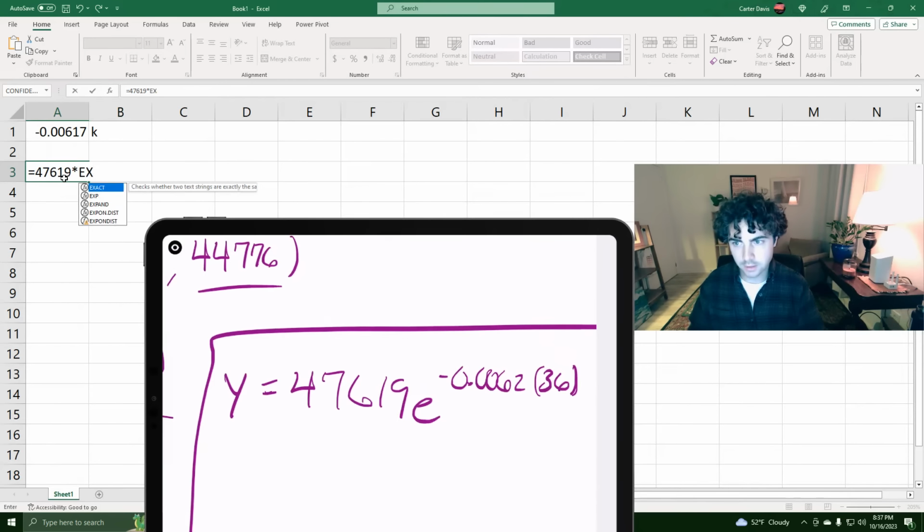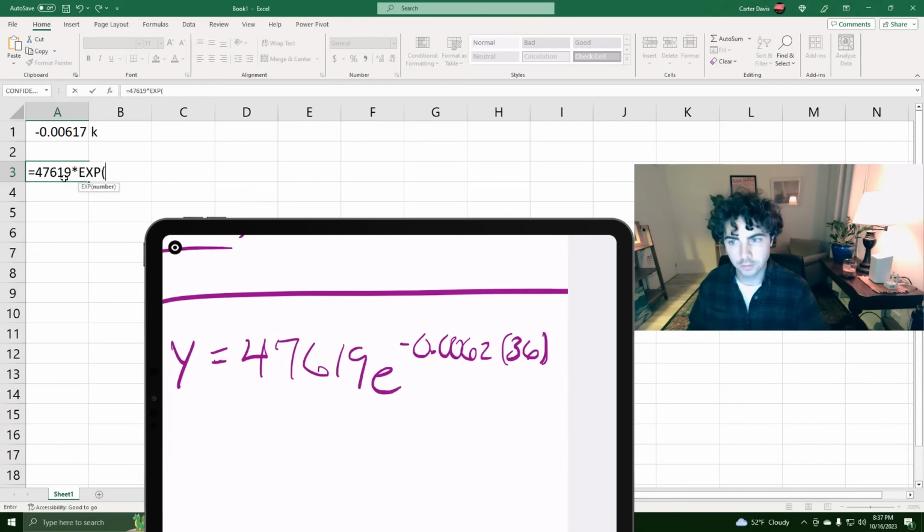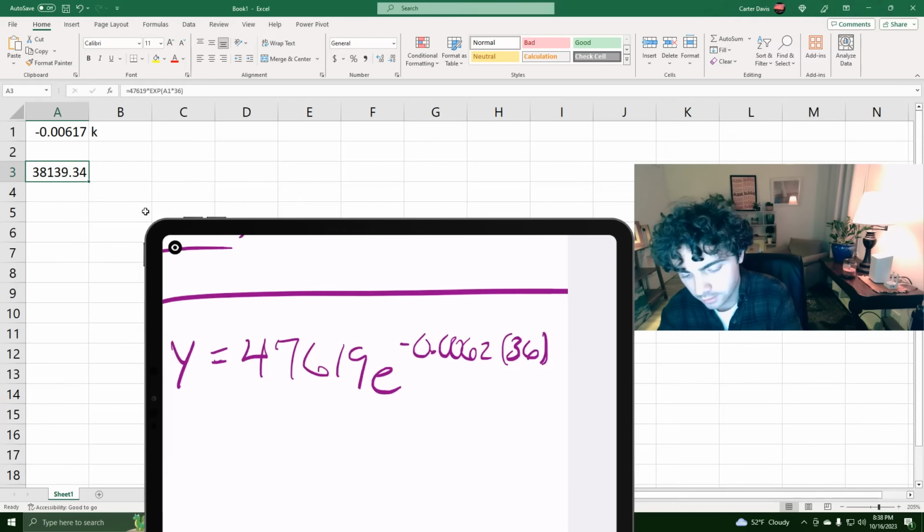Times E, which is represented with EXP, and whatever goes in parentheses represents whatever was in the exponent place of the E term. So I'll click on this to represent the K, and then multiply that by 36, and close that off. So 47,619 times E to the K times T. We hit enter, we get 38,139.